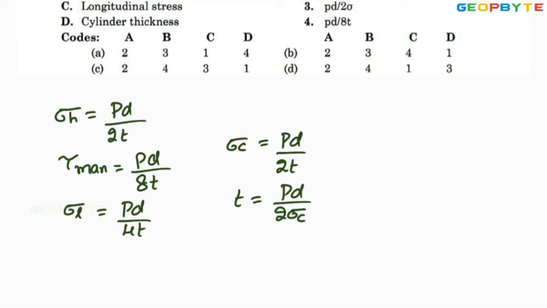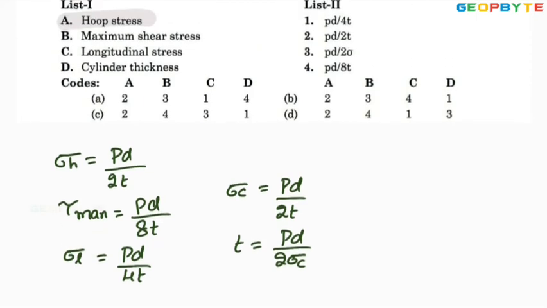Since circumferential stress is the highest stress for thin cylindrical shells, that is the reason the thickness is generally decided from the circumferential stress only. So hoop stress is PD by 2T. Maximum shear stress PD by 8T. Longitudinal stress PD by 4T. Thickness is, oh, one minute. So this is not correct.